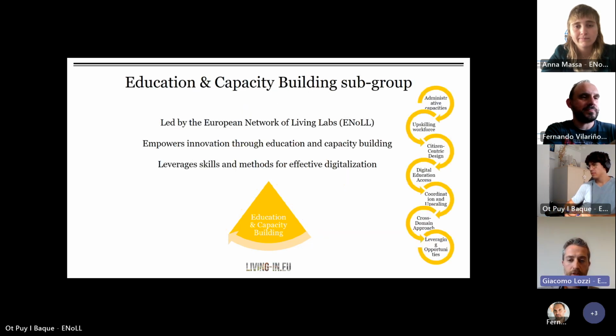Focusing on the education and capacity building subgroup, as I said, it's led by us and all. The idea is to empower innovation through education and capacity building. So we look at the part of the story that concerns the improvement of skills, especially of the city officials, and how they can use those tools in a way that, first of all, they understand what they are doing, and so they can also have a user-centric approach when they design them, and to empower them in this regard, and leverage the skills and methods for effective digitalization.